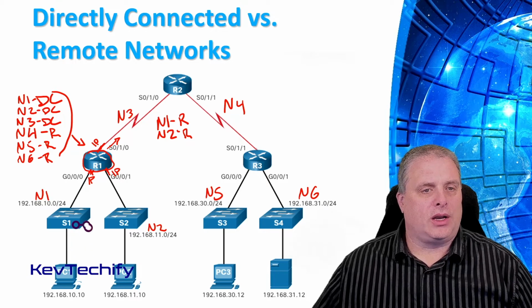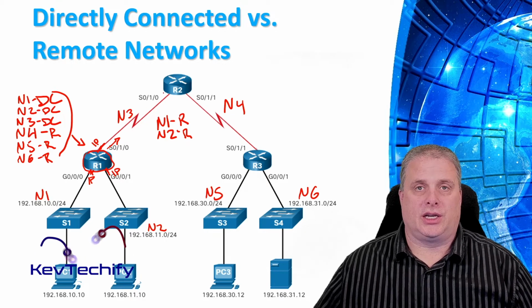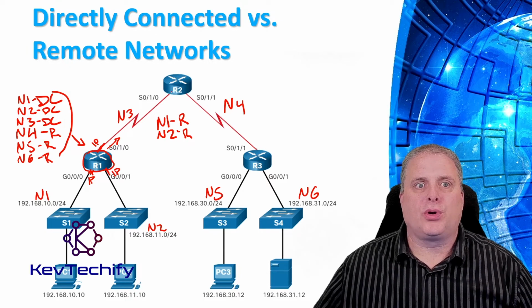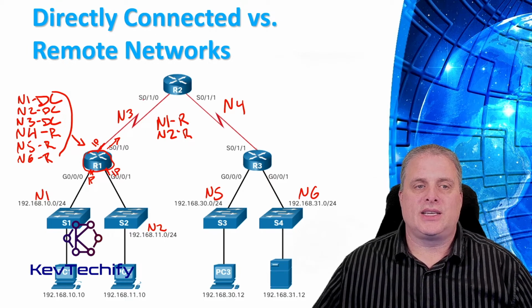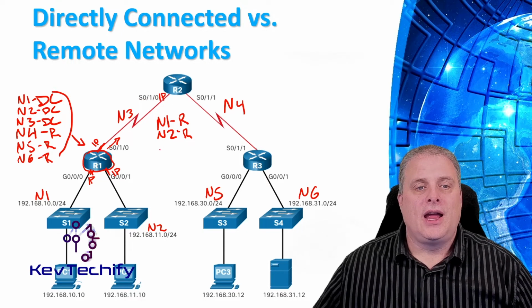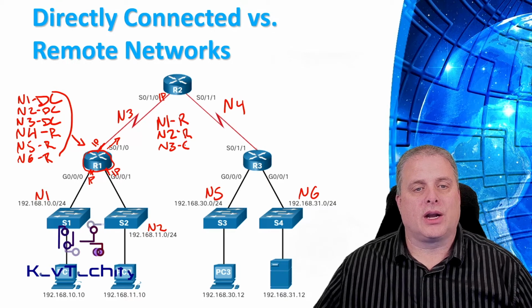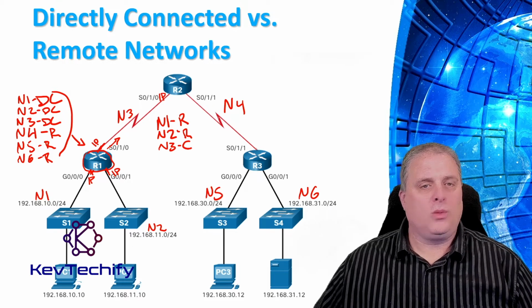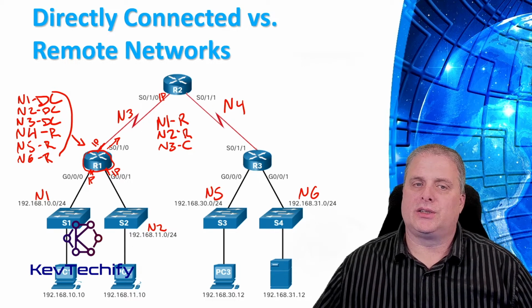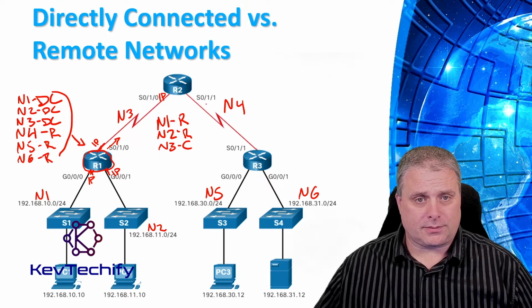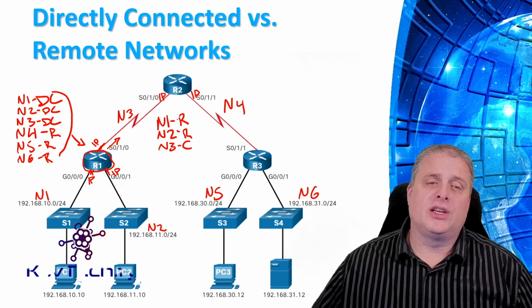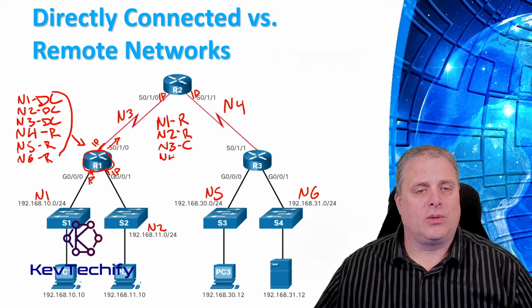Then we have network 3. Network 3 is this serial connection. This serial connection connects directly into a serial port on R2. It has the interface S0/1/0. It has an IP address configured there. Network 3 is directly connected. Network 4, once again, is a serial connection connected into serial 0/1/1. It has an IP address. The wire from network 4 is directly plugged into R2, so that is a directly connected network.